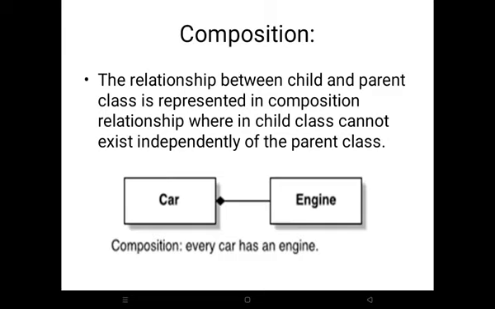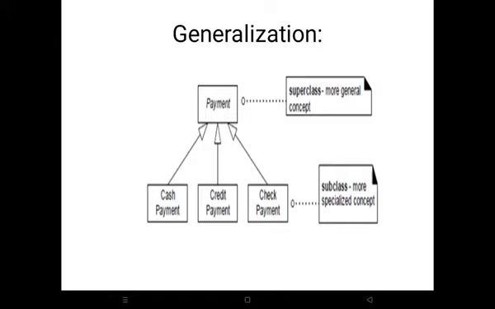The child class cannot exist independently of the parent class is called composition, right? Every car has an engine. Without an engine there is no meaning for a car. Without a car, what is the meaning for an engine? So they are dependent. The engine depends on the car, the car depends on the engine. This is called composition relationship.